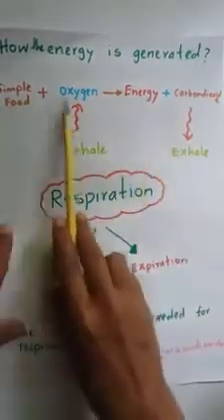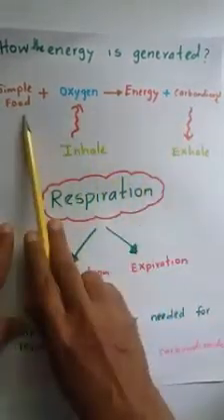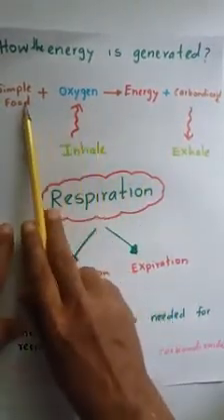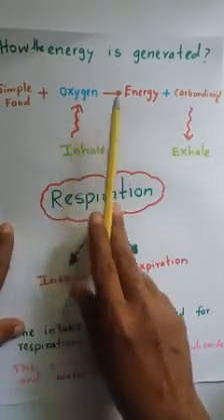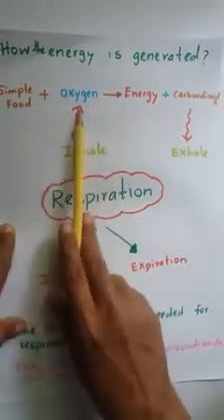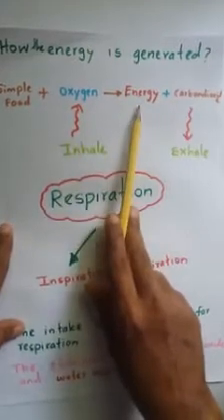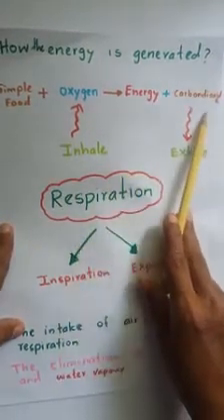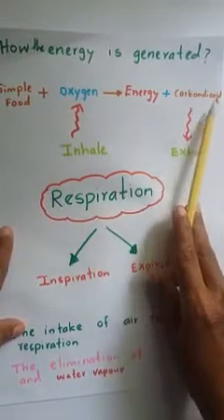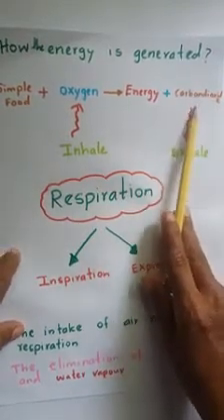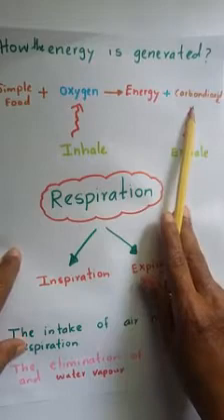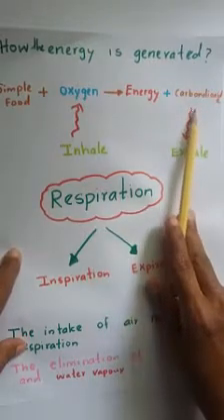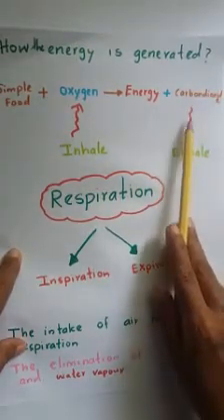Now you can see I have written an equation here. Simple food and oxygen go for a chemical reaction, or we say that's a burning process, and they produce energy. And along with the energy they also produce carbon dioxide. This is a waste gas. It's a poisonous gas. If it remains inside your body, it will harm your body. So we have to exhale, put it out.